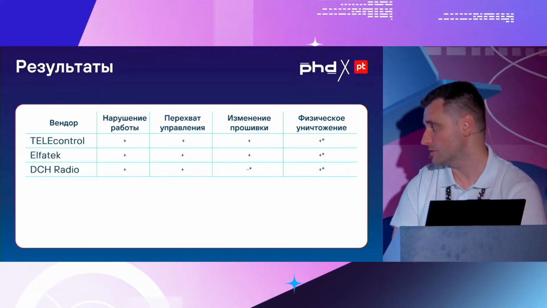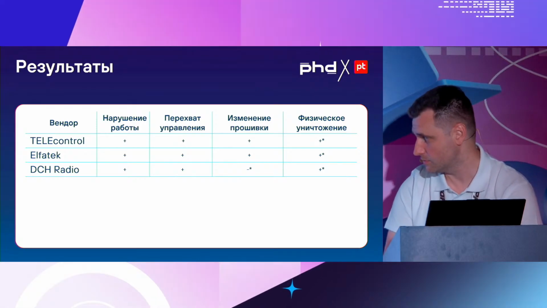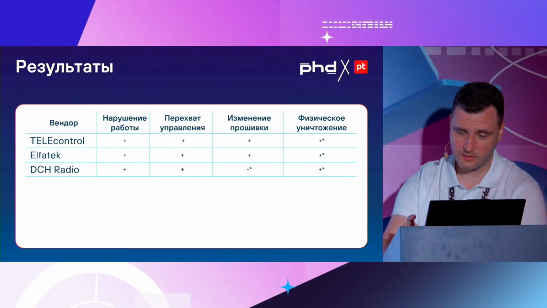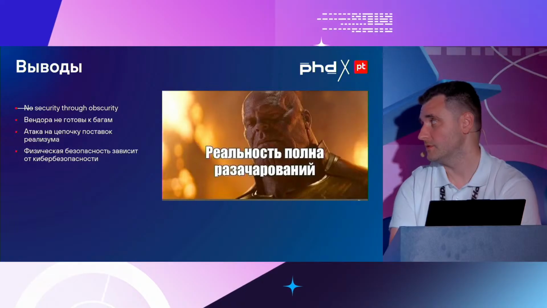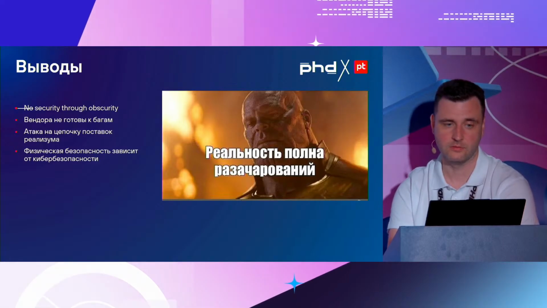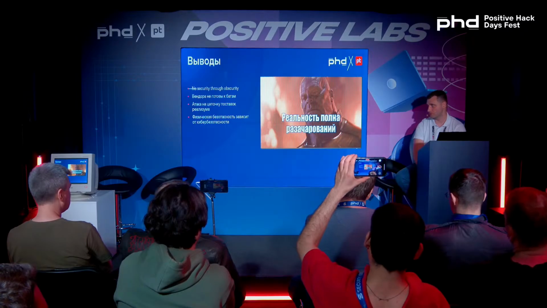As for the takeaways, we did everything we wanted with those devices, including physical destruction and the change of the firmware, except for the DCH radio. This is something that we failed. So what are the takeaways? This is not just a security failure, but rather there is no security tool. In the 21st century, the solutions being offered cost $3,000, $4,000. The vendors are not ready to see bugs, and you may say, let them fix those bugs, but they are not interested in debugging.